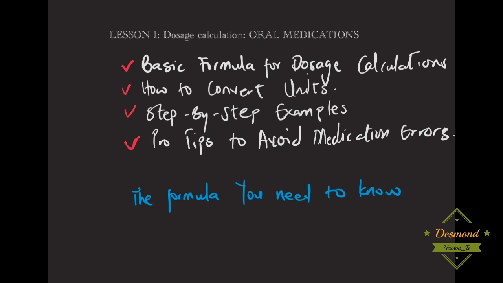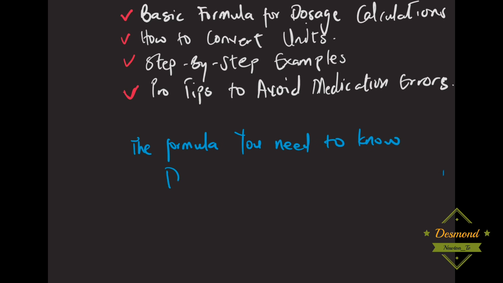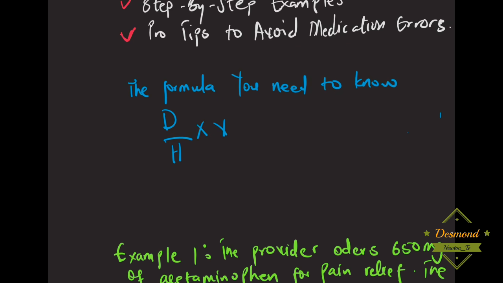So the golden formula that you should know here for dosage calculation is D on H times V. Now, what does each of these letters stand for? The D stands for desired dose. This desired dose is what the provider ordered, right? And the H stands for available dose, and this is what we have on hand, okay?